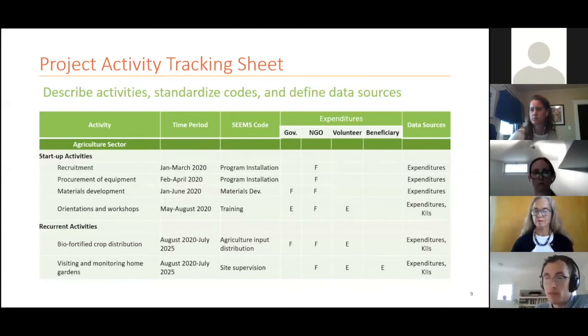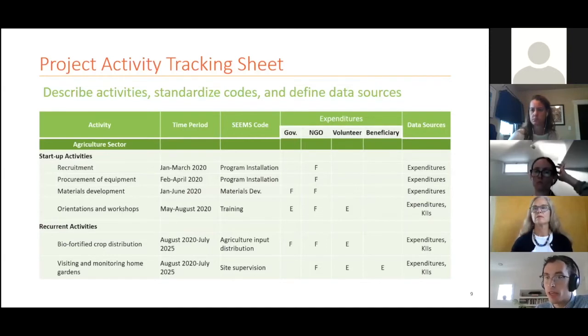We describe each activity. We note when it happens. That's very important. We assign each a standardized code. For example, recruitment of staff might be coded as program installation. And again, this is really about promoting an apples to apples comparison of activity-based costs across complex projects and promoting the comparability of your study to other studies.